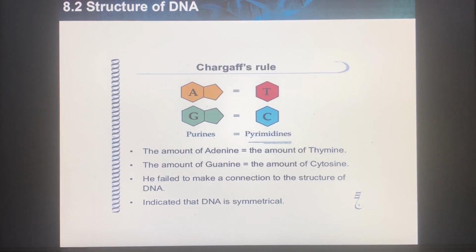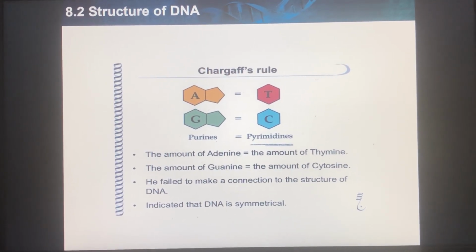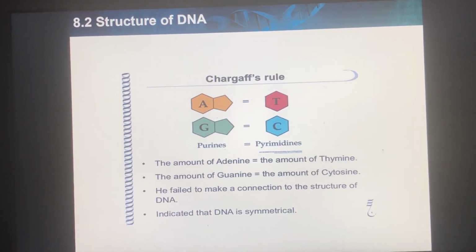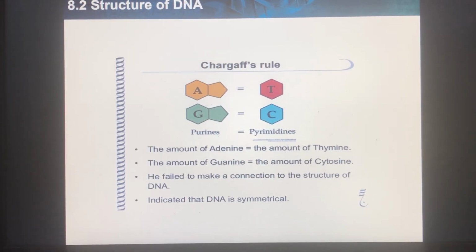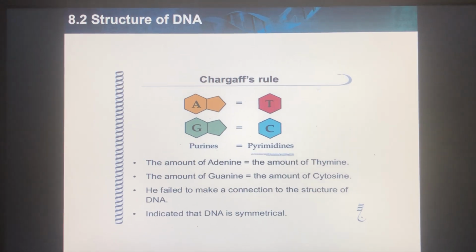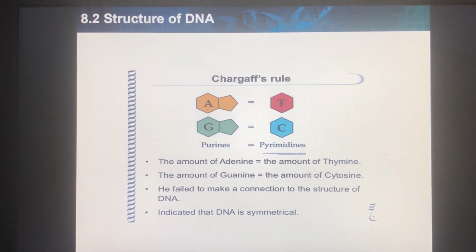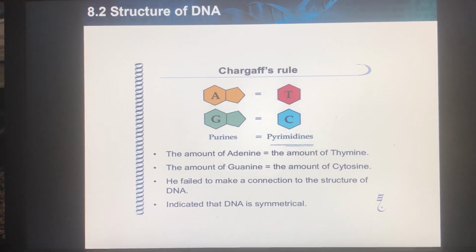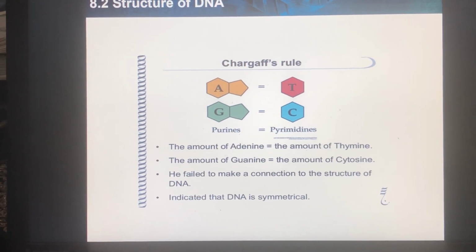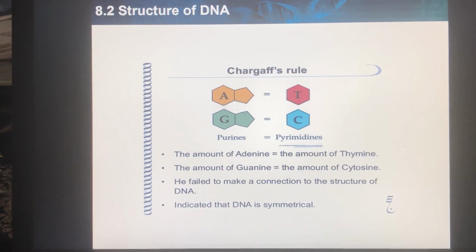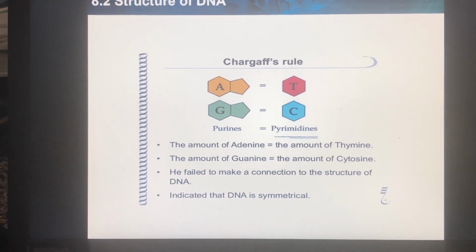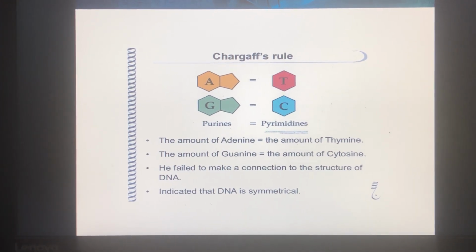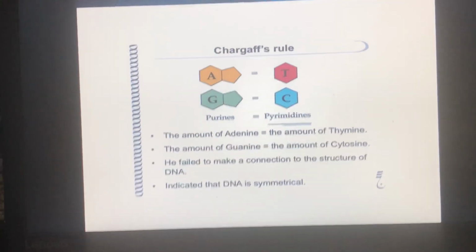But actually, did you know anything about the arrangement of those nucleotides? Do you have any idea about the shape of the DNA? How are those nucleotides arranged? Why are they similar in proportion? Why A equals to T and G equals to C? Actually, he failed to explain that, and he failed to put a 3D structure for the DNA.